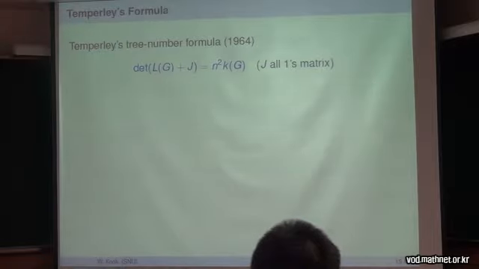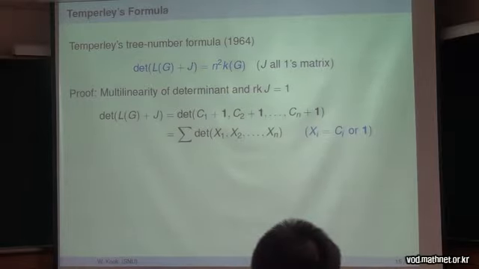So let's take a look at the proof very quickly. Here we use the multilinearity of the determinant function, and also the fact that the J matrix has rank 1. We think of this LG plus J as made of n columns, where the first column is C1 plus the one vector. The one vector means a column vector where every entry is 1. The second column will be C2 plus 1. So C1, C2, up to Cn are the columns of LG, and the ones are the columns of J.